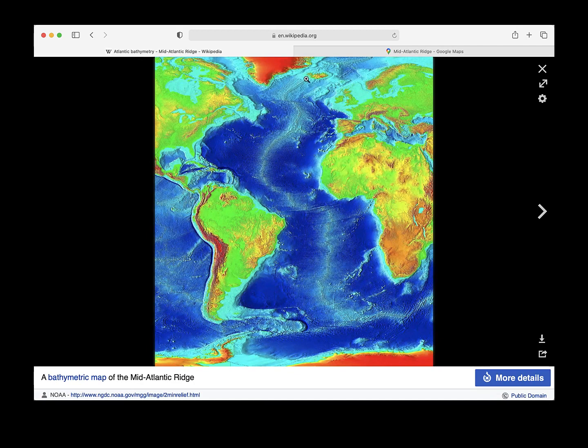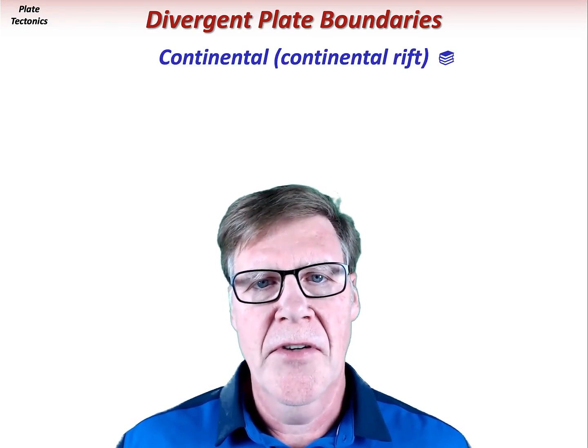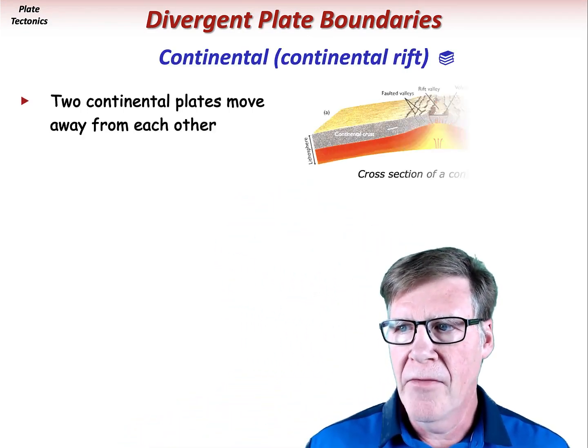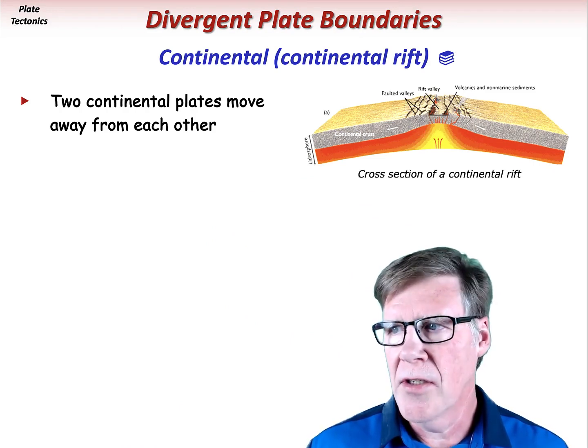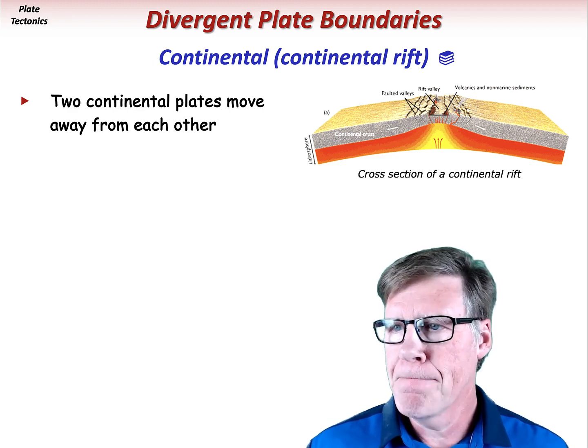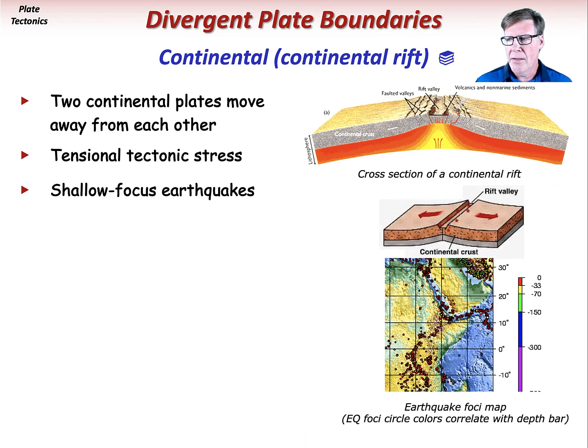We were just looking at the Mid-Atlantic Ridge in the northern Atlantic, but it continues into the southern Atlantic as well. At continental divergent boundaries, the continental lithosphere spreads apart and forms a rift valley or continental rift. And this shows a cross-section of a divergent continental boundary. Tensional stresses are the dominant stress at this type of plate boundary. And since, again, there's no subduction, shallow focus earthquakes dominate.